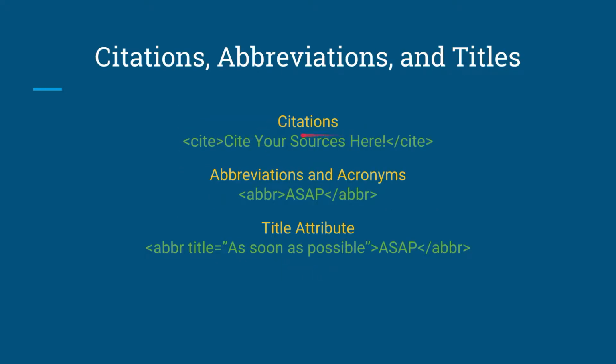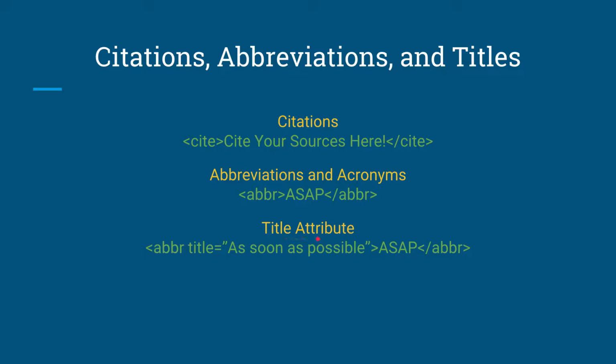Starting out with our citations, we've got our cite opening tag and our cite closing tag, and right in between is your source. Same thing with abbreviations and acronyms. Abbreviation tag, opening and closing, as well as an abbreviation or an acronym. In this case, I'm going to use an acronym to describe this tag.